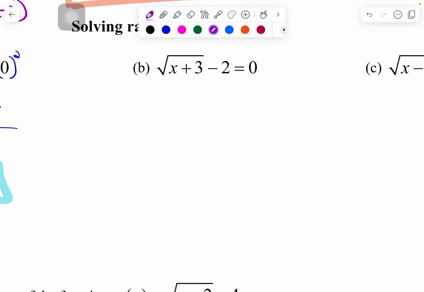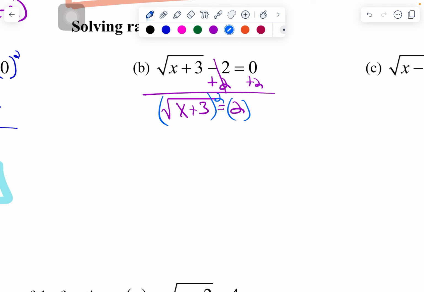So before I do any kind of squaring of anything, I'm going to go ahead and add 2 to both sides. So square root x plus 3 equals 0 plus 2 is 2. Now that the radical is isolated, I'm going to go ahead and square both sides. On the left side, the square and the square root cancel as they should do. On the right side, 2 squared is 4. I'm going to go ahead and subtract 3 from both sides, and I get x is equal to 1.